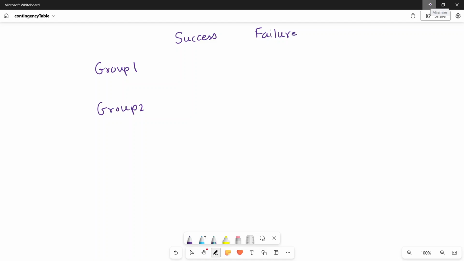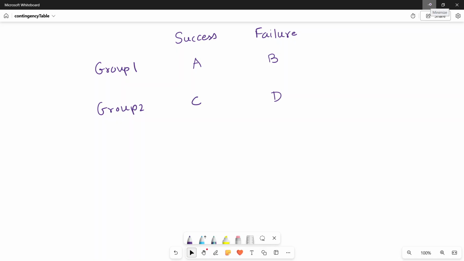Now, the number of students who belong to group 1 and who are successful, let's say, is A, and the number of students who belong to group 1 and fail is, let's say, B. The number of students who belong to group 2 and succeed is C, and the number of students who belong to group 2 and fail is D.